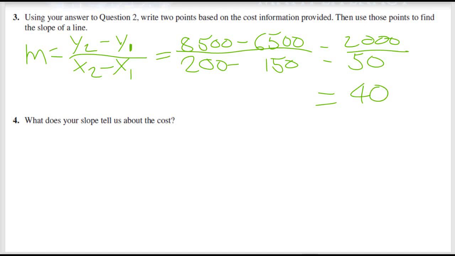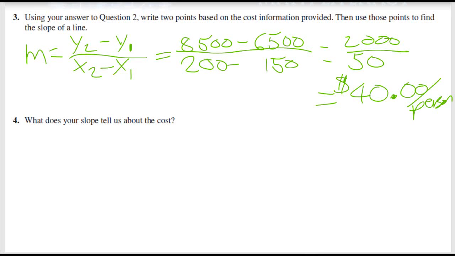Okay. So if we increase by 1 person, we increase by 50 people, we go up 2,000. We increase by 1 person, we go up 40. And I'm going to put the units at the end because we know dollars per person. Okay. Answer question 4. Restart the video once you've answered question 4.